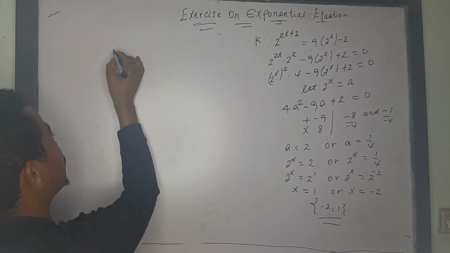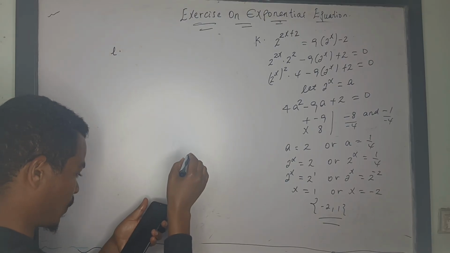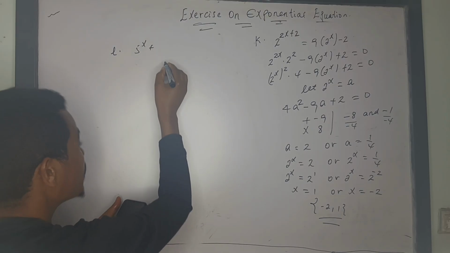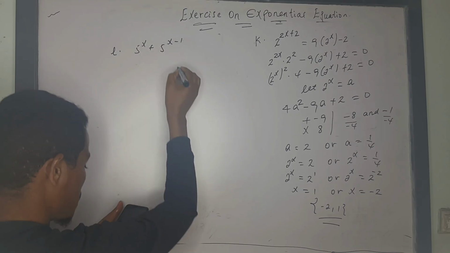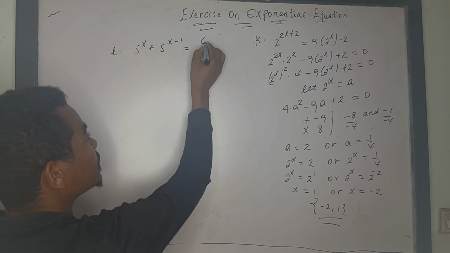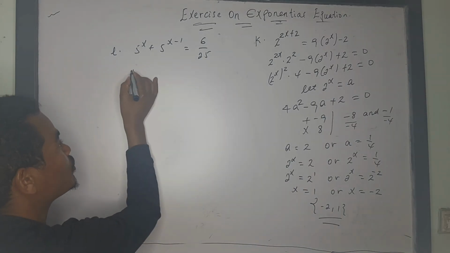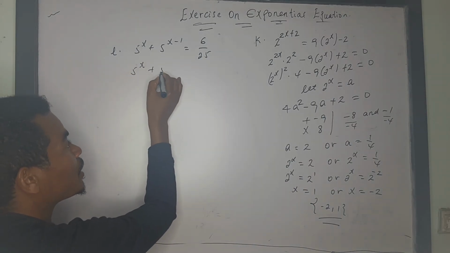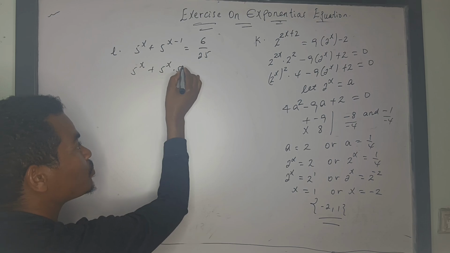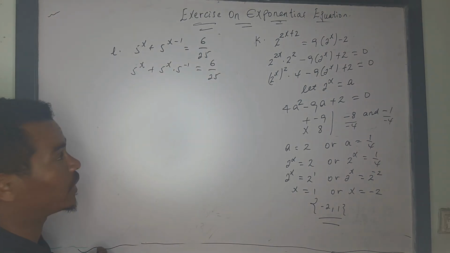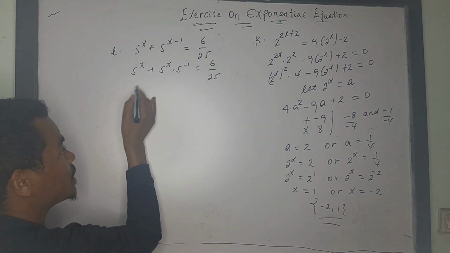Next, part L, okay: 5 to the power of x plus 5 to the power of x minus 1 is equal to 6 over 25. What do we do? 5 to the power of x plus 5 to the power of x times 5 to the power of minus 1 is equal to 6 over 25. And this is the same as, the common factor for this one is 5 to the power of x.